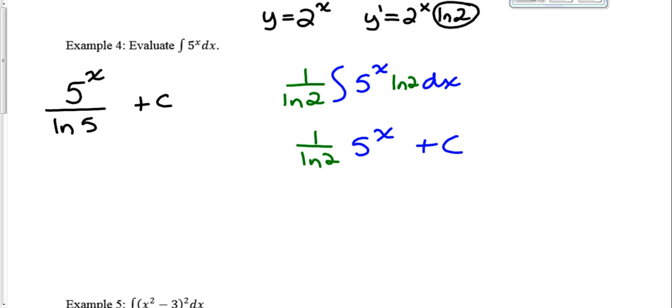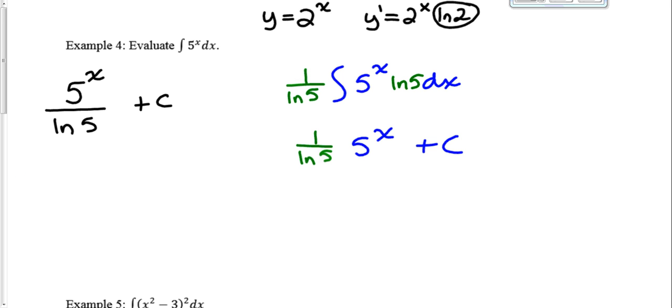Apologies everyone. This should be natural log 5. Not sure. I'm stuck on the example that I did. So I apologize. This should be a natural log 5. This should be a natural log of 5. And this should be a natural log of 5. Sorry for the confusion there. Okay. And again, whichever way you want to think about is fine.